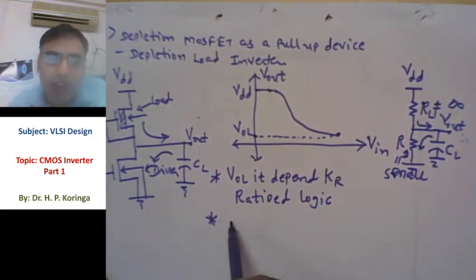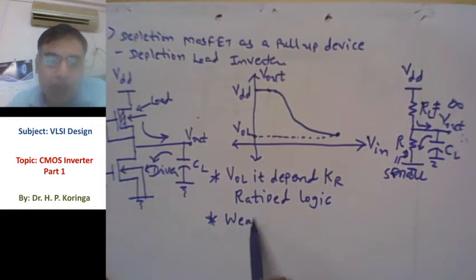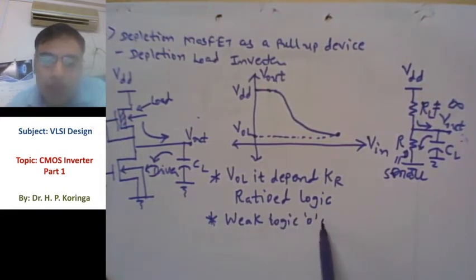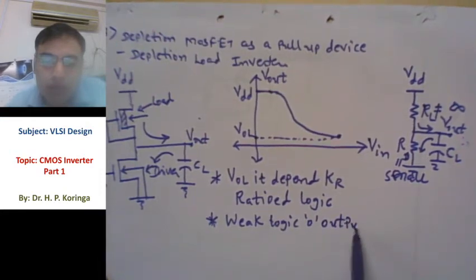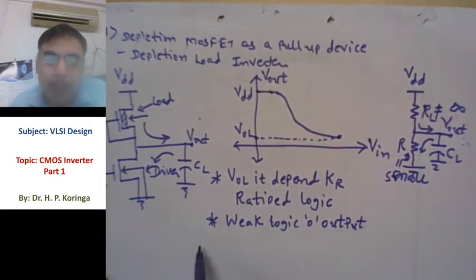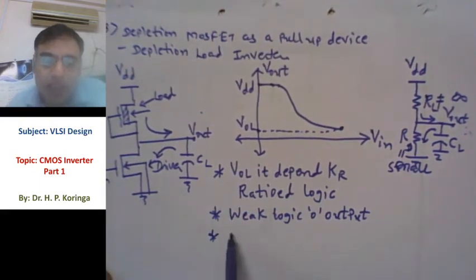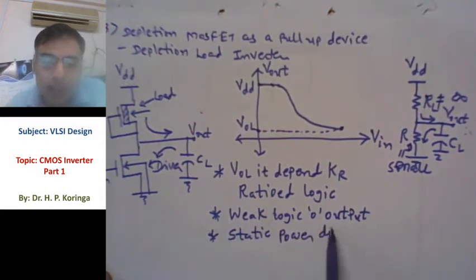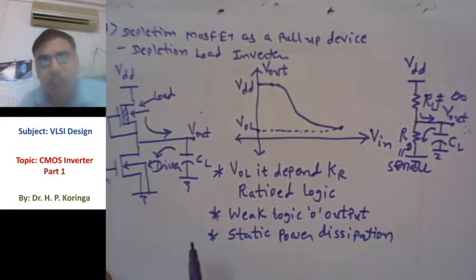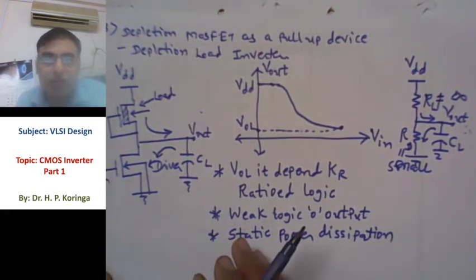Second thing, here we can see it produces a weak logic 0 out, right? And the third thing about the depletion load inverter, it has a static power dissipation. It also has static power dissipation. So these are the three things about the depletion load inverter, right?